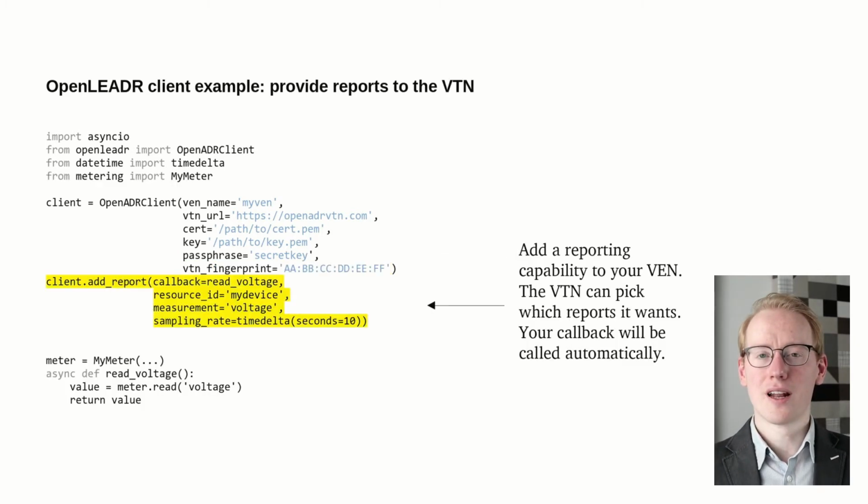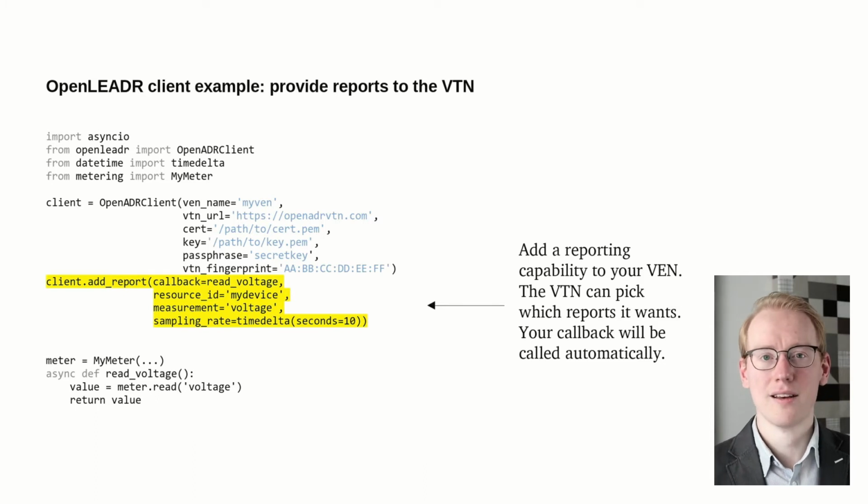Now, the client is now connected and securely connected, but it's not doing anything useful yet. So let's add some reporting. The only thing we need to do is add a report. So client.addReport. We give it a callback function that can generate the values. In this case, it reads an electricity meter. We tell it what resource it applies to and what the measurement is. In this case, it's voltage. And at what sampling rate we can supply these measurements.